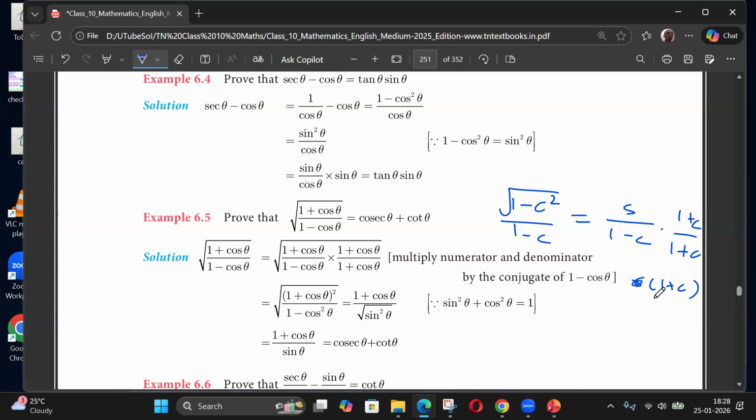Sorry, by sine. It's 1 minus cos square, so sine square. So 1 by sine is cosecant, and cos by sine is cot.